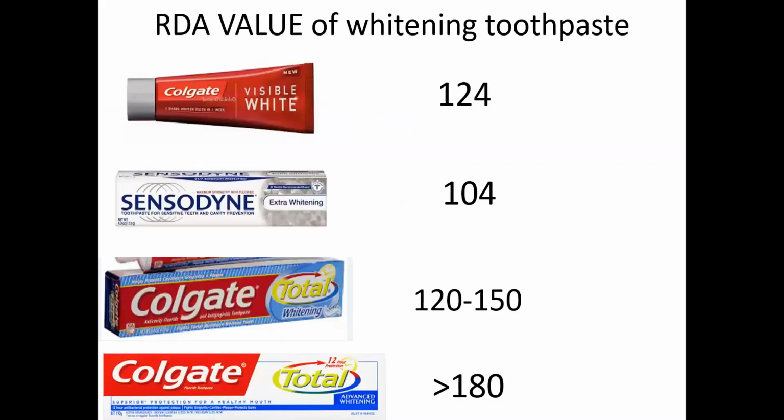Usually the whitening toothpastes contain a highly abrasive agent. The reason is that they are designed to remove extrinsic stains. For example, Colgate Visible White has an RDA value of 124, and Colgate Total is 120 to 150. Colgate Total Whitening is 120 to 125. For Colgate Total Advanced Whitening, it is greater than 180. So when you prescribe whitening toothpaste, be aware of the RDA value of each toothpaste.